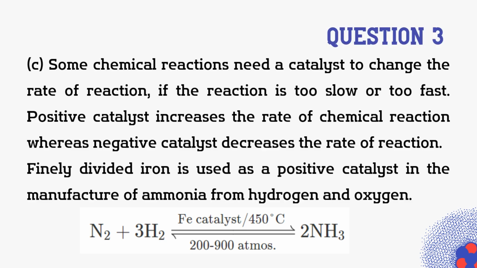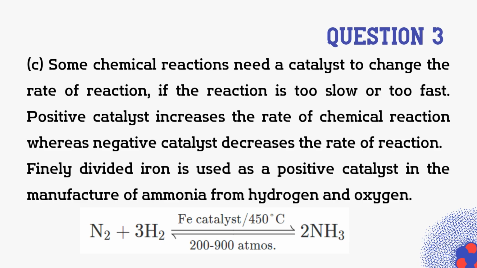Answer C. For catalyst. Some chemical reactions need a catalyst to change the rate of reaction if the reaction is too slow or too fast. Positive catalyst increases the rate of chemical reaction, whereas negative catalyst decreases the rate of reaction. Finely divided iron is used as a positive catalyst in the manufacture of ammonia from hydrogen and nitrogen.